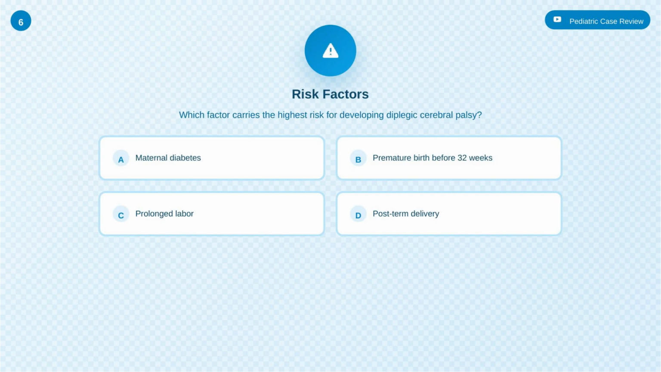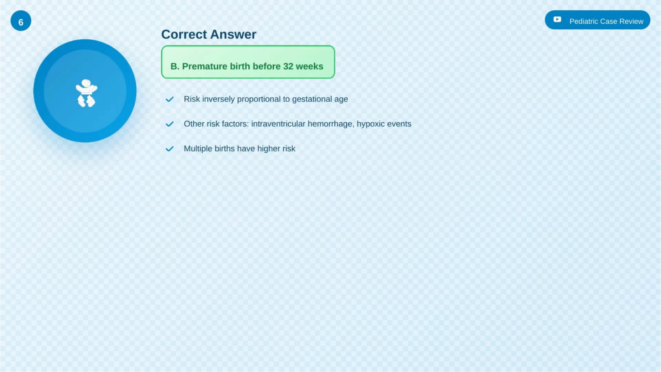Which factor carries the highest risk for developing diplegic cerebral palsy? A. Maternal diabetes. B. Premature birth before 32 weeks. C. Prolonged labor. D. Post-term delivery. The correct answer is B.